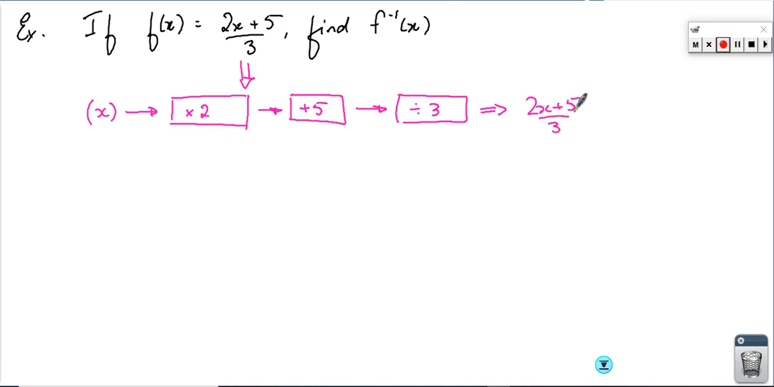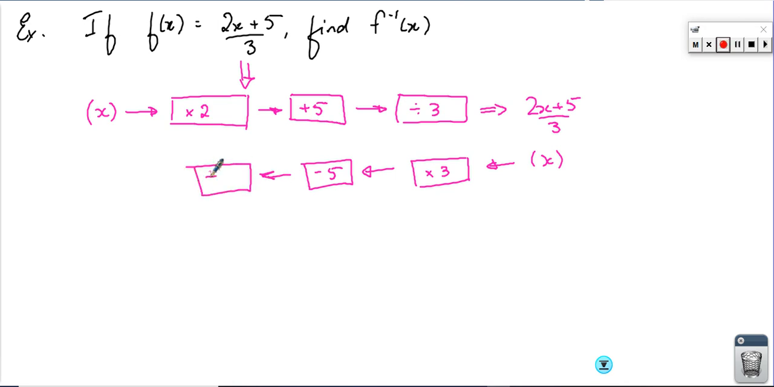Let's do the inverse now. So we start from x. First, we need to multiply by 3. Then we need to subtract 5. Then we need to divide by 2. So we get the inverse function, which is (3x minus 5) divided by 2. And that is our inverse function.